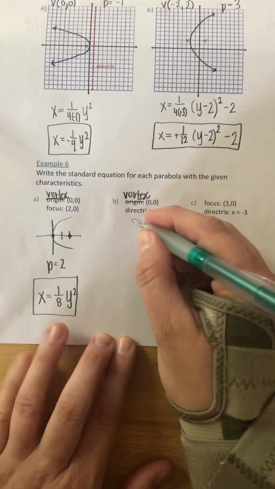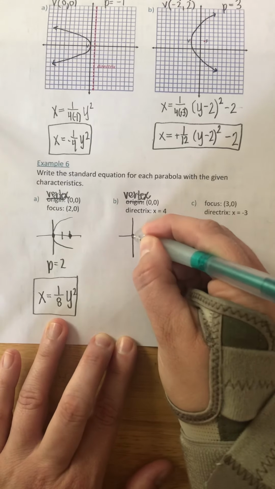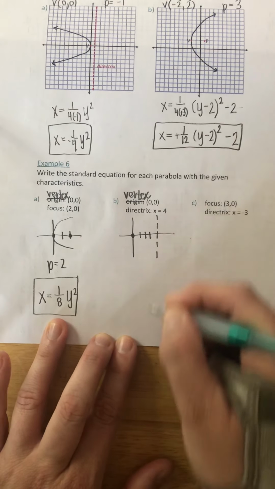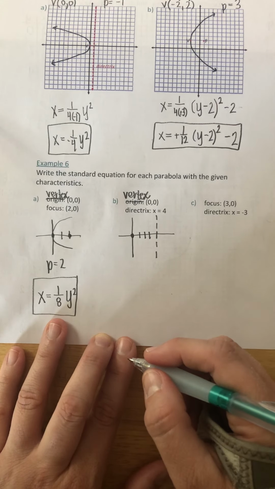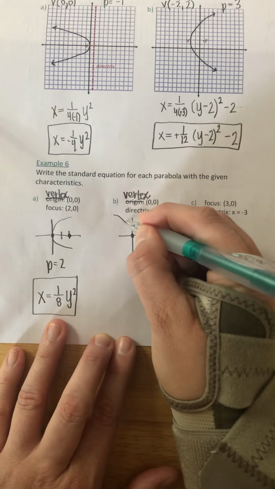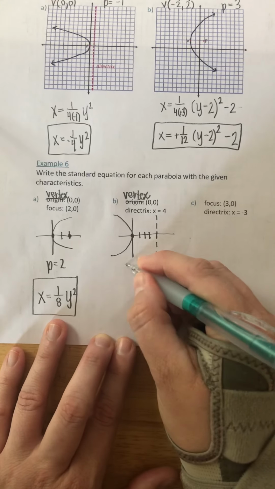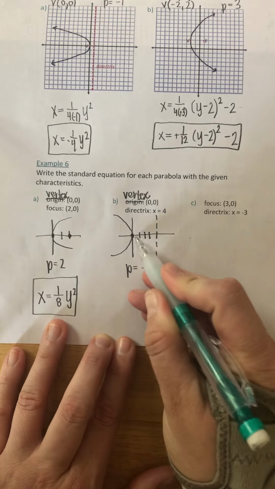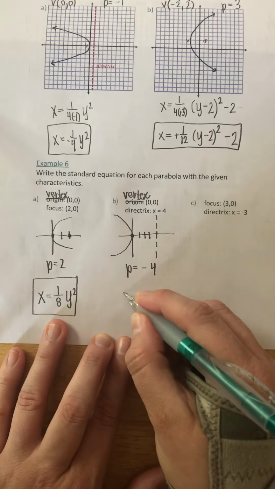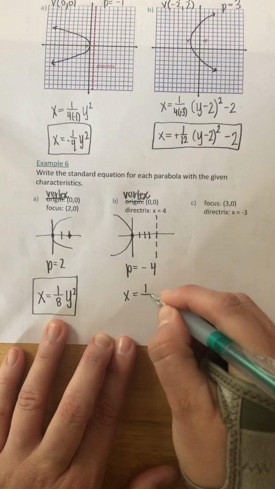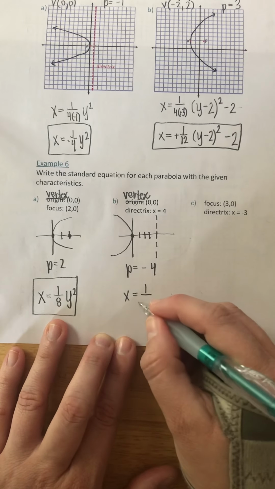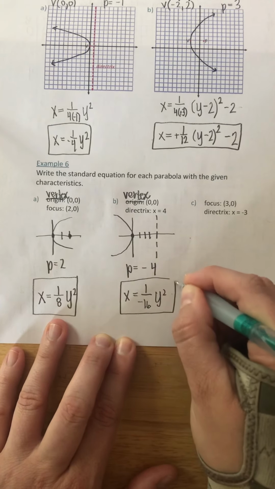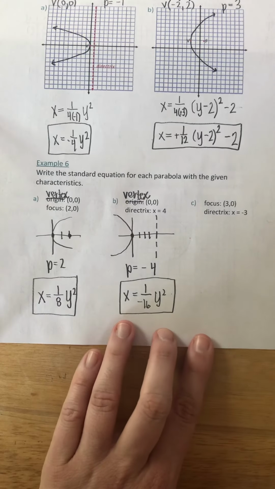All right, letter B, we have the vertex, again, at the origin. The directrix is right here at x equals 4. So here's what I know. Remember, the parabola opens away from the directrix. That means the parabola is going to open to the left. So I already know that P needs to be a negative number, and it's going to be -4 because the vertex and the directrix are 4 spaces apart. So I have x equals 1 over 4 times P. So 4 times -4 is -16 times y squared. Again, the h and the k were both 0, so we don't write those at all.